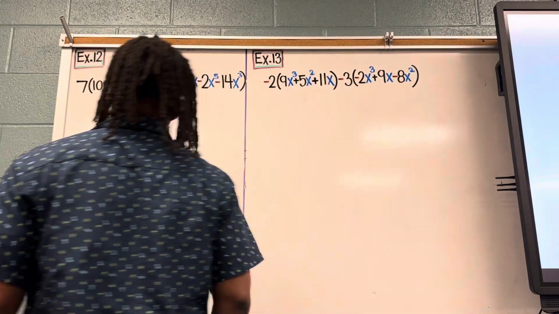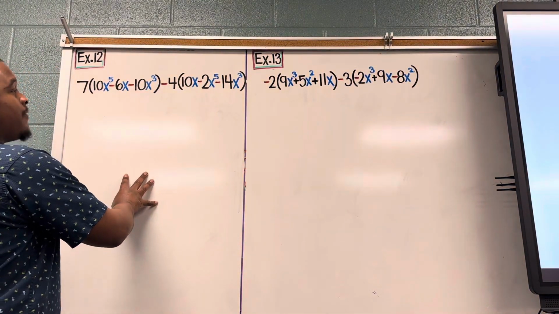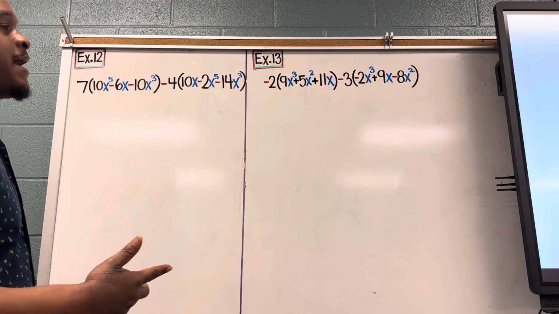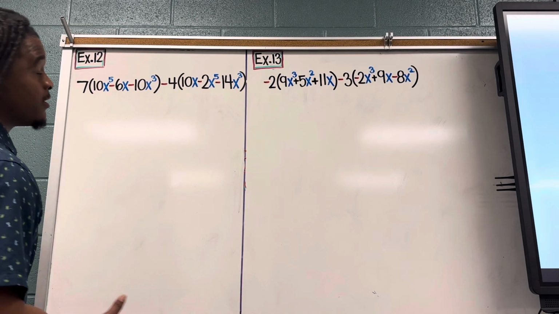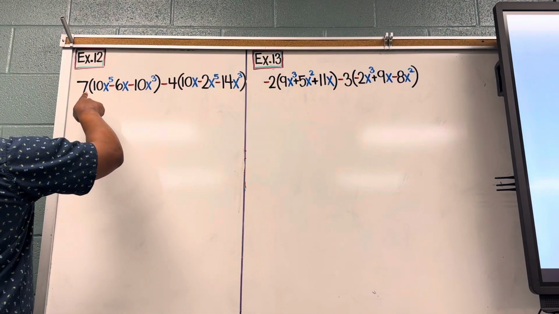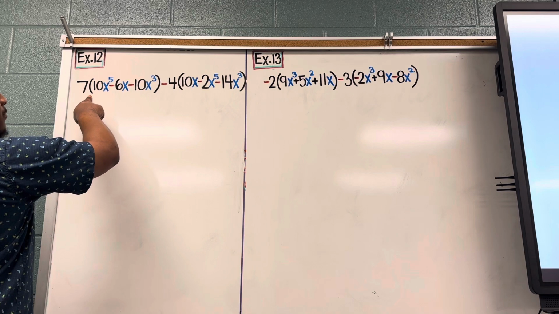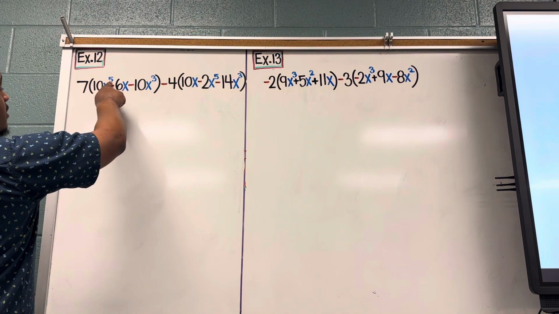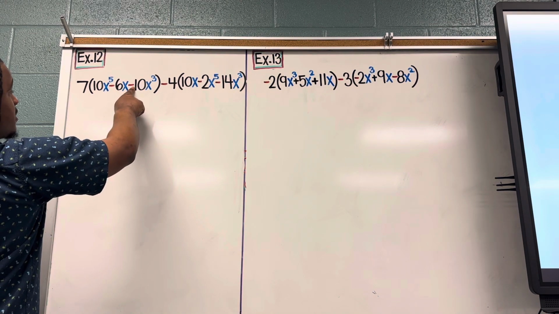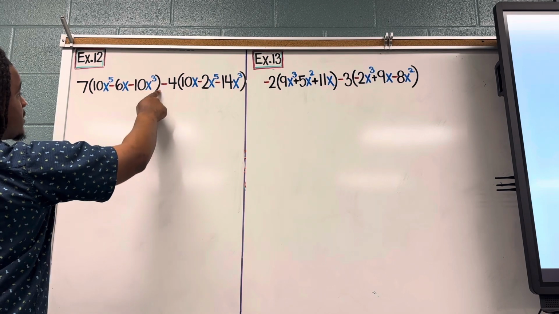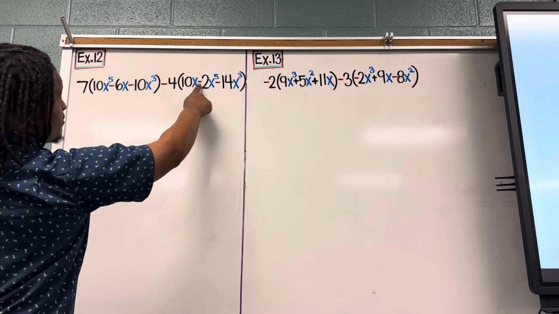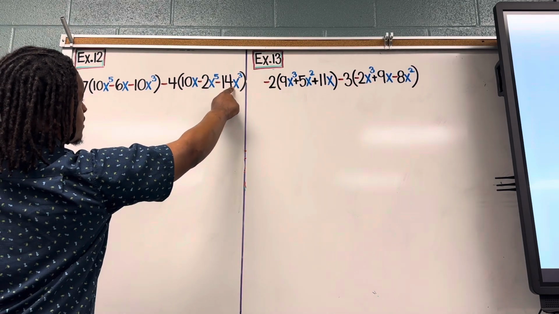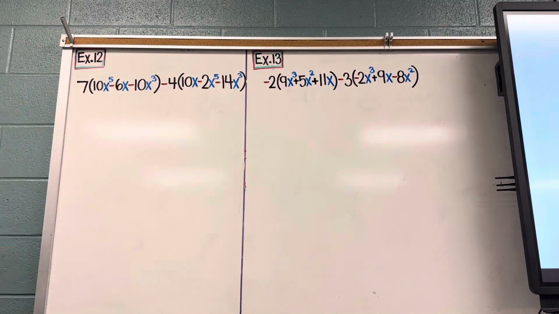And today, guys, I want to go over example 12 of how to add, subtract, multiply, and simplify polynomials or polynomial expressions. And in number 12, guys, we have this polynomial of 7 times parentheses 10x to the 5th power minus 6x minus 10x to the 3rd power, parentheses closed, minus 4 times parentheses 10x minus 2x to the 5th power minus 14x to the 3rd power, parentheses closed, okay?